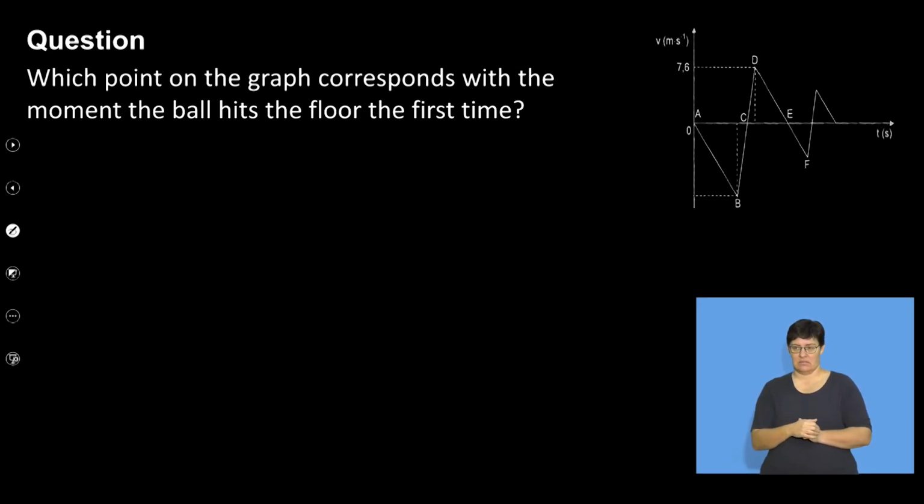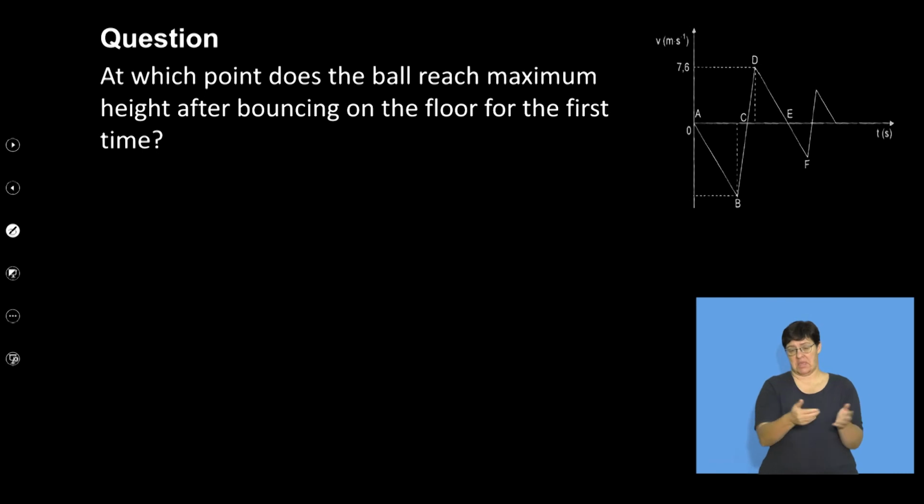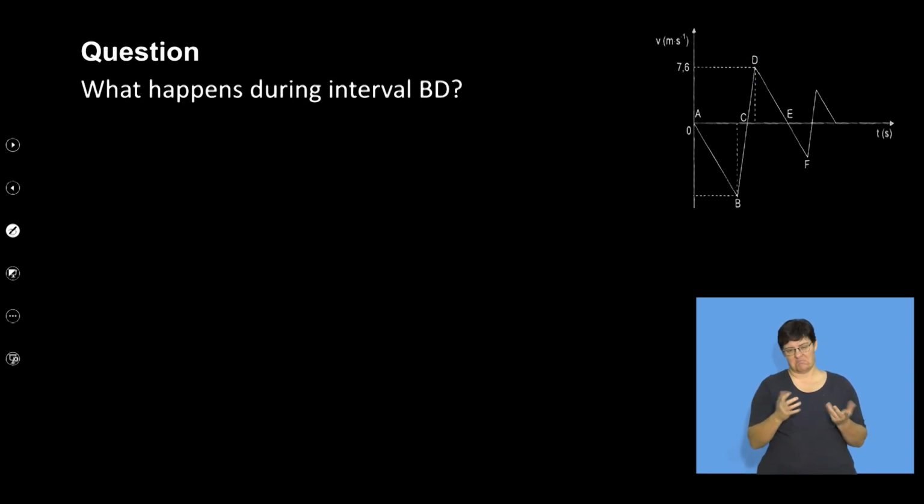Which point on the graph corresponds with the moment when the ball hits the floor for the first time? Here. That's when it's hit the floor. Between B and D, that's where it's spending time on the floor. So that's B. That's all they wanted. No explanation needed. At which point does the ball reach maximum height after bouncing? So here it's bounced, velocity 0, maximum height. That's E. That's straightforward.